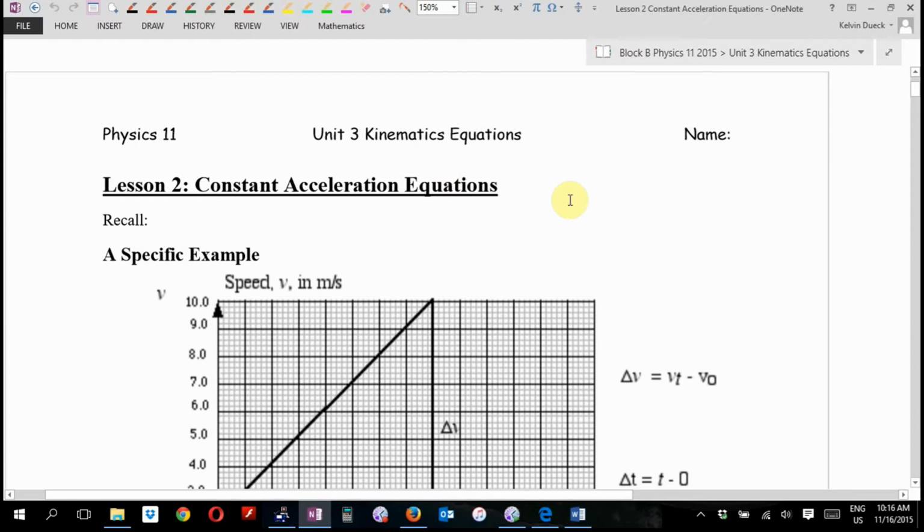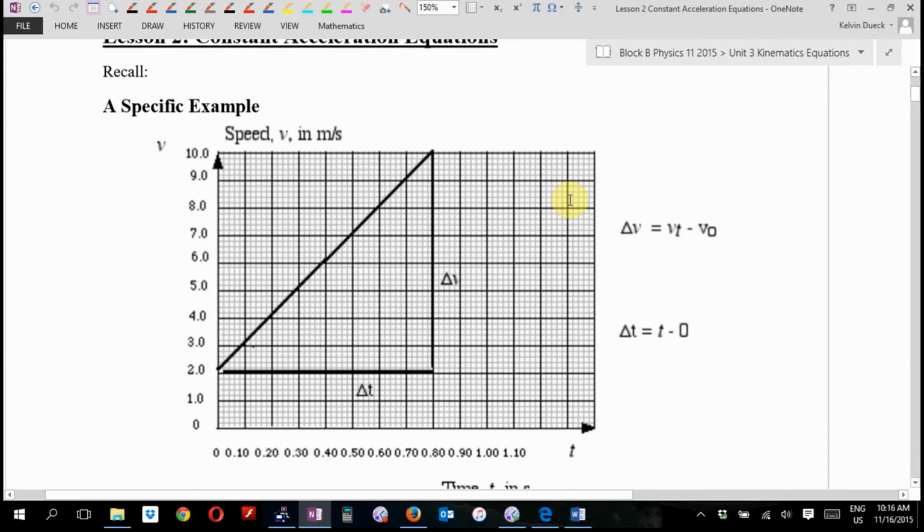Lesson 2, the constant acceleration equations. Or Science 10 done properly, not sloppily. I'm going to start off with a specific example.